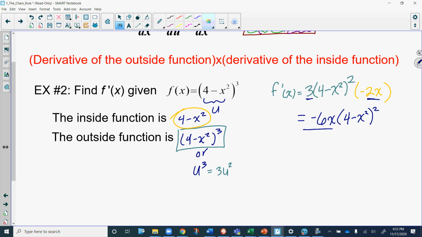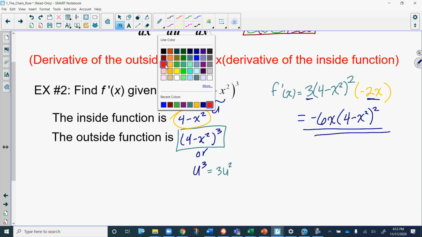And this is what we would probably stop at, because there's no reason to distribute the 4 minus x squared bit and try to put it in standard form. We'll just leave it like that in factored form.